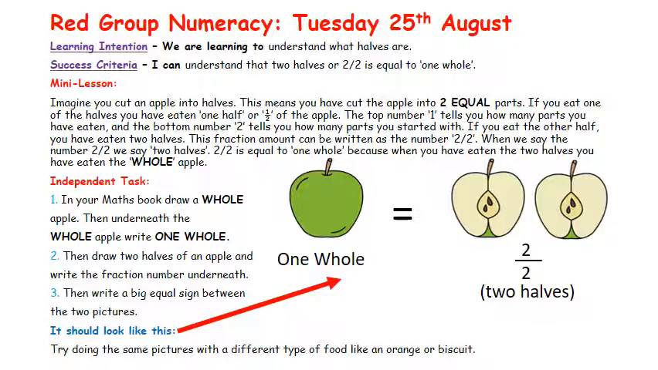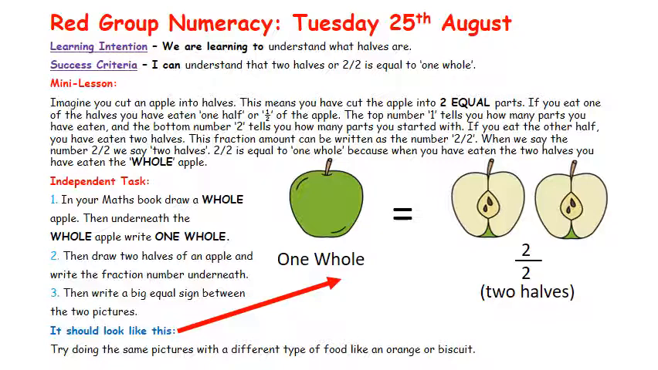For your independent task, you will need to get your maths book, and in your maths book, draw a picture of a whole apple, just like the picture of the apple you can see on this page. Then underneath the whole apple, write the words 1 whole, so that you can see that you have 1 whole apple. Then next to that, draw 2 halves of an apple and write the fraction number underneath.